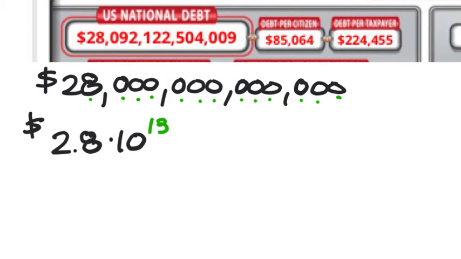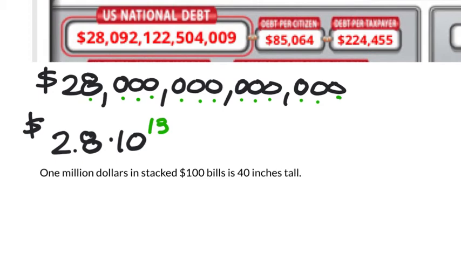That feels pretty good. However, let's look at another interesting fact. I don't know this from experience because, well, I'm a teacher. However, it has been said that $1 million in stacked $100 bills is 40 inches tall. Now that would be stacked Benjis right there. You take a Benjamin, stack it on top of another Benji, keep stacking until you end up with 40 inches tall. Now you got $1 million.